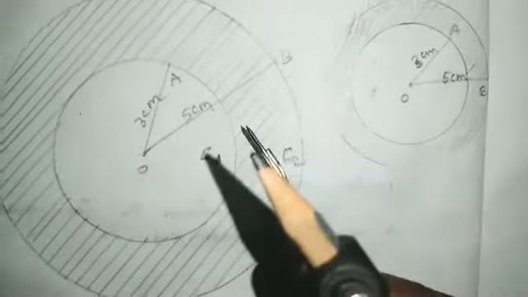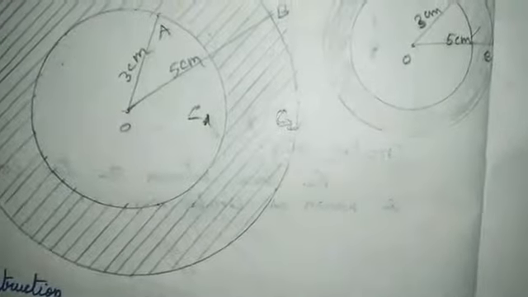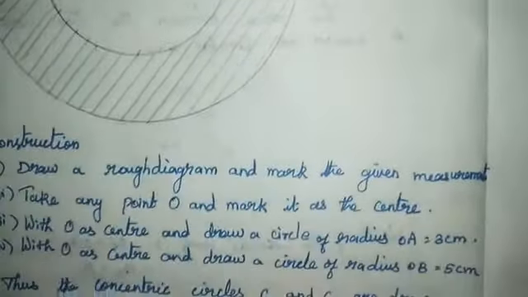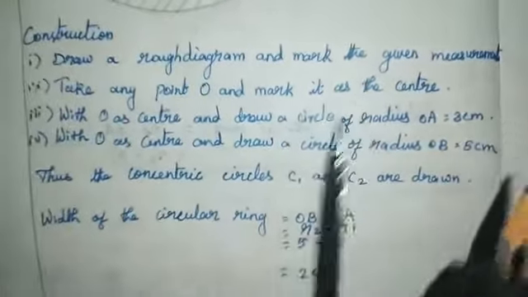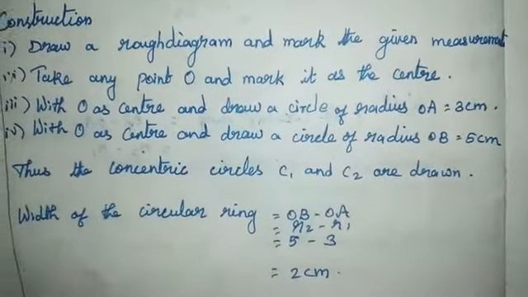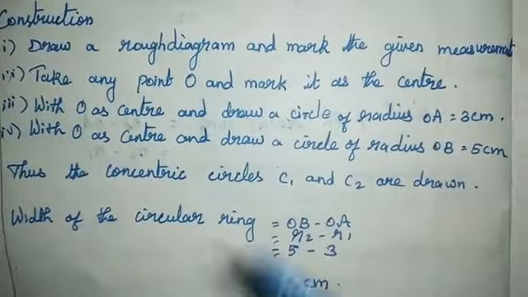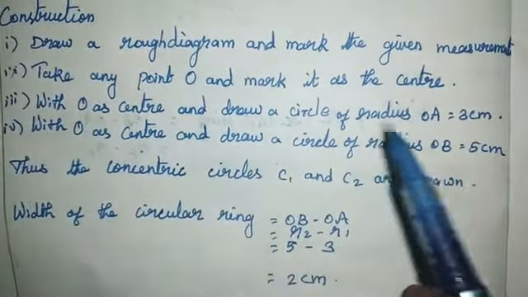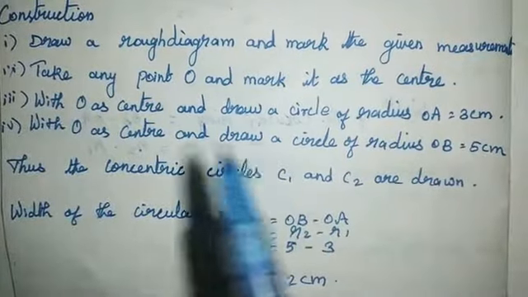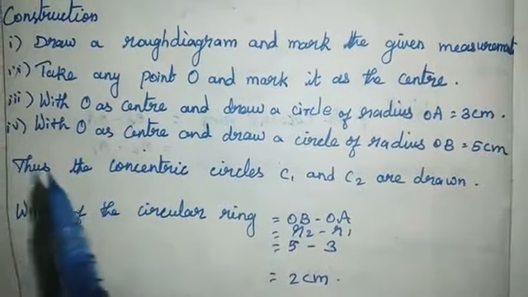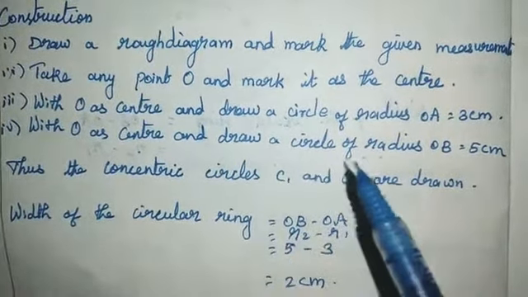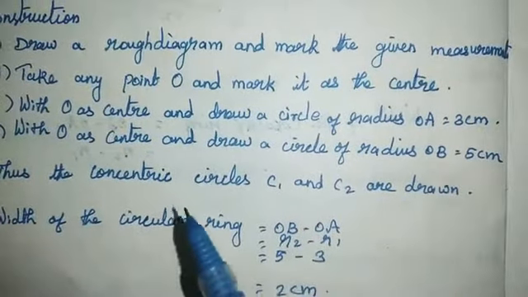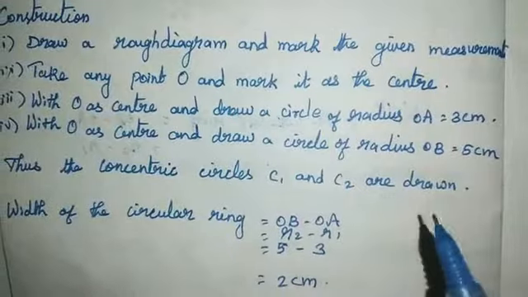After constructing the concentric circles, you have to write the construction, how you constructed the concentric circles. Draw a rough diagram and mark the given measures. Take any point O and mark it as the center. With O as center, draw a circle of radius OA equal to 3 cm. Next, with the same O as center, draw a circle of radius OB equal to 5 cm. Thus the concentric circles C1 and C2 are drawn.